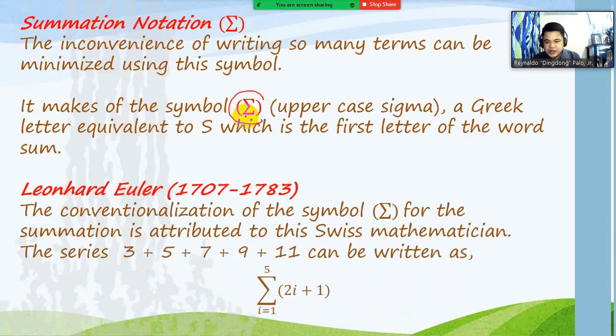Now, if we're going to write the series 3 plus 5 plus 7 plus 9 plus 11, it can be written in the summation. This is how you will read it. The summation of 2i plus 1, wherein 2i plus 1 is the general term or the formula of the terms. So the summation of 2i plus 1 from 1 to 5. Why from 1 to 5? We are talking about the first term up to the fifth term. So it means we have 5 terms. So this is how you will read it. The summation of 2i plus 1 from 1 to 5.